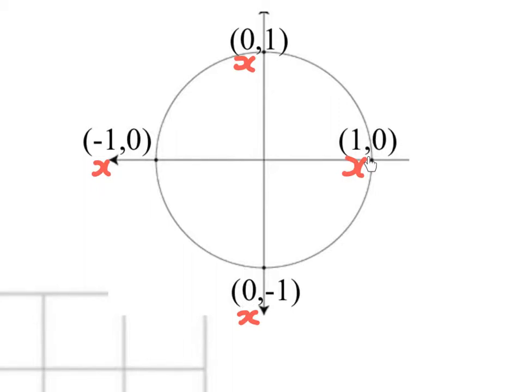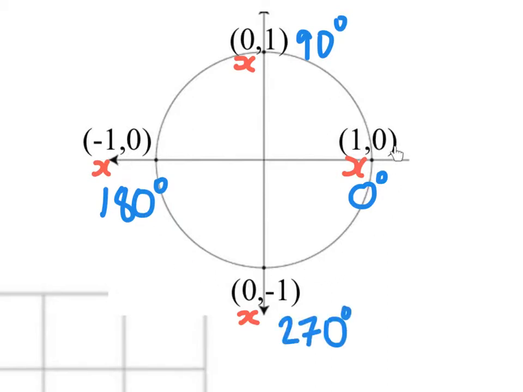So I start at the eastern point, which is the point 1, 0, and this is going to be 0 degrees. I move anti-clockwise to 90 degrees. I continue anti-clockwise to 180 degrees. I continue anti-clockwise to 270 degrees. And I continue anti-clockwise back to 0 degrees, which is also 360 degrees.